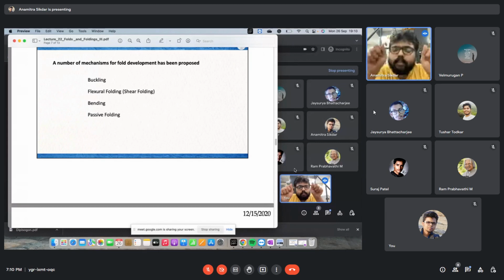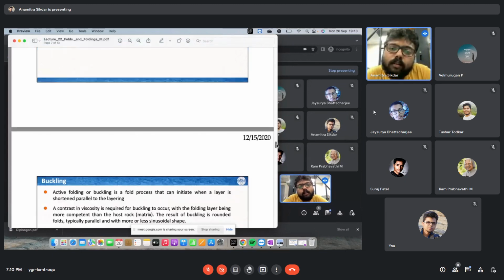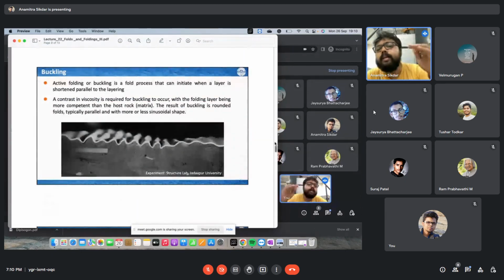And if you bend something, that kind of folding is called bending. And passive folding is not a real folding mechanism, where it gets folded due to deformation of the top and bottom layer, right?